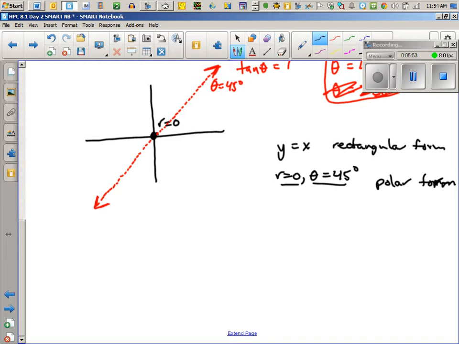That's why we got two answers. This fills in the little hole right there, and this is all the other red points. Positive r's and negative r's. In any case, these two together do form that line, don't they? So from now on, for sake of convention, we're going to allow r to be 0, even if an angle is given. So we're going to actually just finally settle on this.